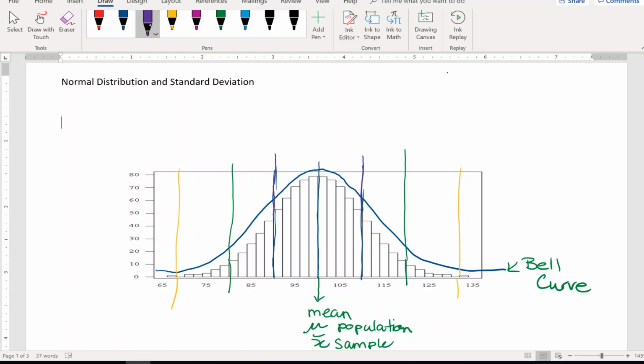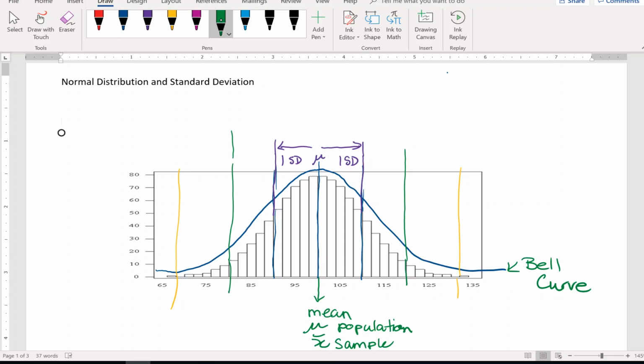Now, what standard deviation helps to describe is the percentage of data that is clustered around the mean. So we'll label this mu for mean. And on this side of the mean, this is one standard deviation. On this side, this is also one standard deviation. It's just one standard deviation back. So one standard deviation on that side.